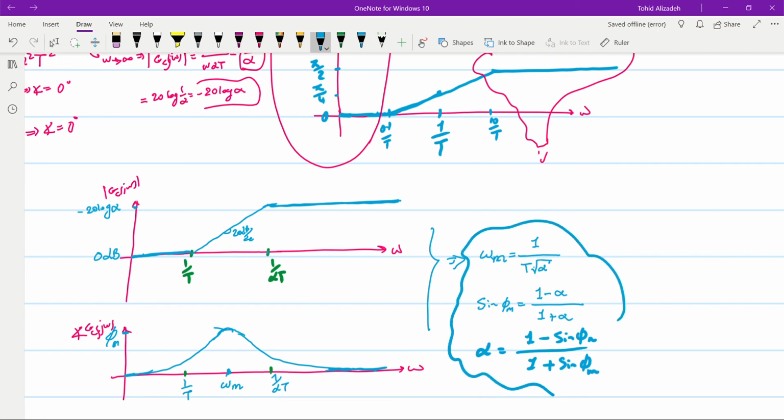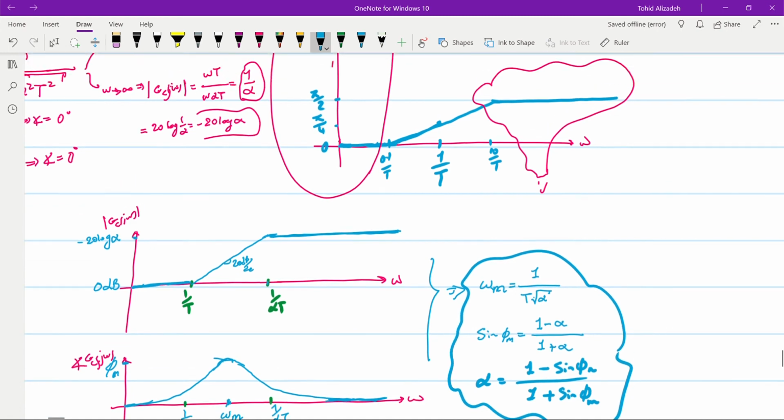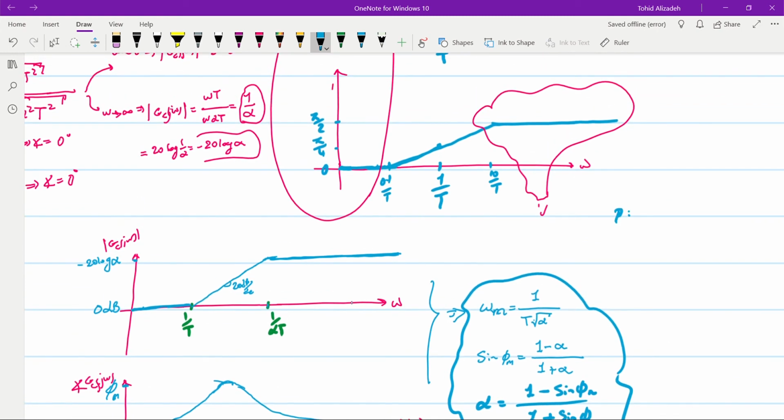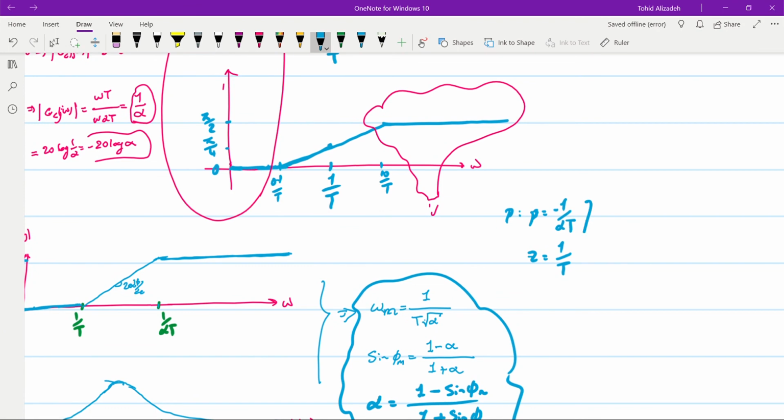You should also keep in mind that we have the pole of the controller. For the pole, we have s equal to minus 1 over alpha t. We can say that the zero is equal to 1 over t itself, and therefore you have the relation between zero, pole and alpha: zero will be equal to alpha times p. So this is also another relation that we should keep in mind for the lead compensator.